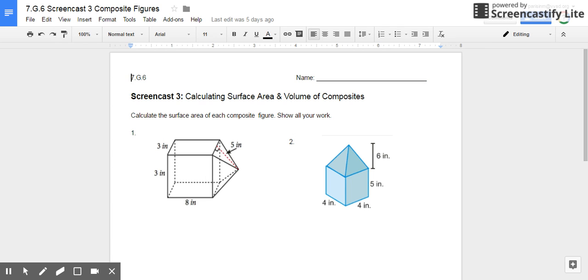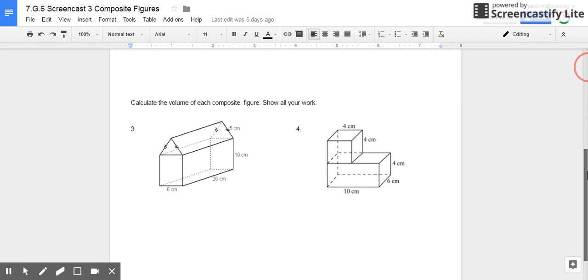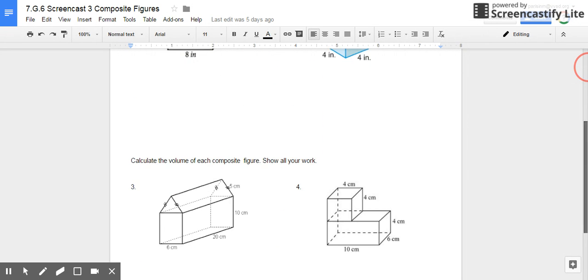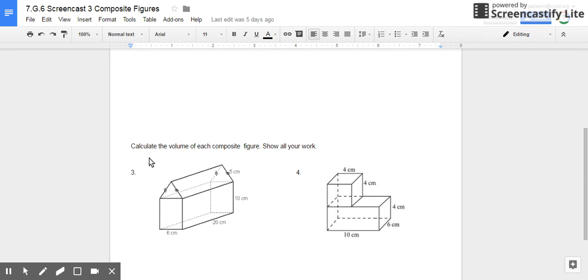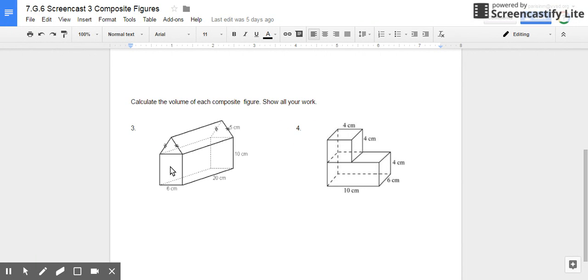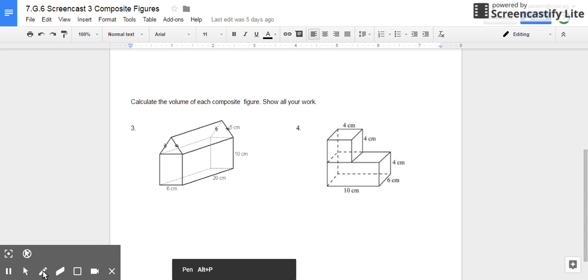Welcome to screencast number 3. It's going to be part 2, where we are going to be calculating the volume of composite figures. So if we go down below, we stopped at question number 2, so let's go on to number 3, where we have to calculate the volume of each composite figure shown below. Looking at this first one, we have a rectangular prism and a triangular prism on top.